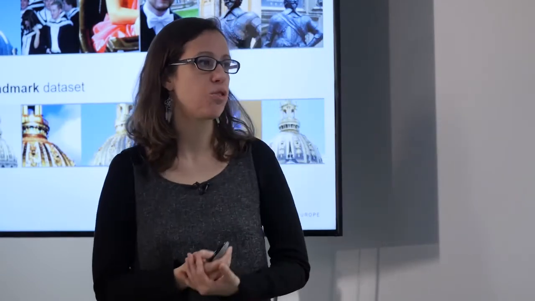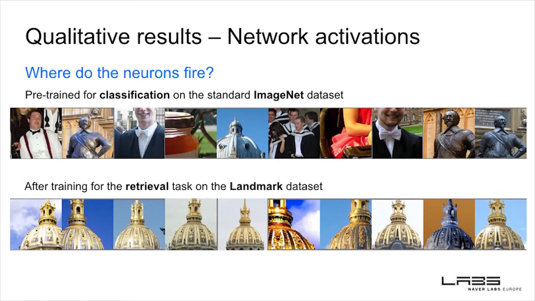Now we're going to take this network and fine-tune it for the ranking task. So the neuron actually gets repurposed to detect this kind of pattern. So the same neuron is now more specialized for what we want to do, this landmark retrieval task, and now it fires on dome structures. Let's look at another example.